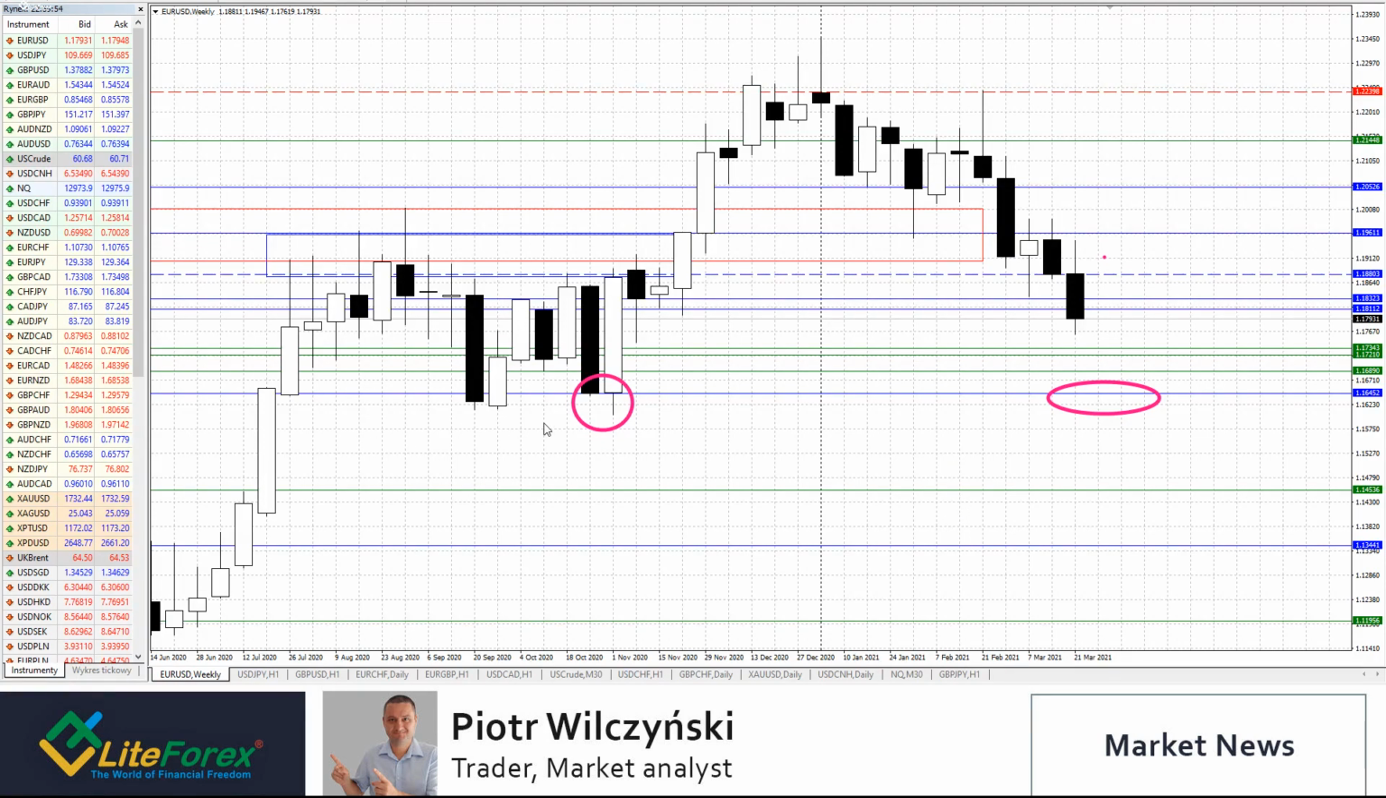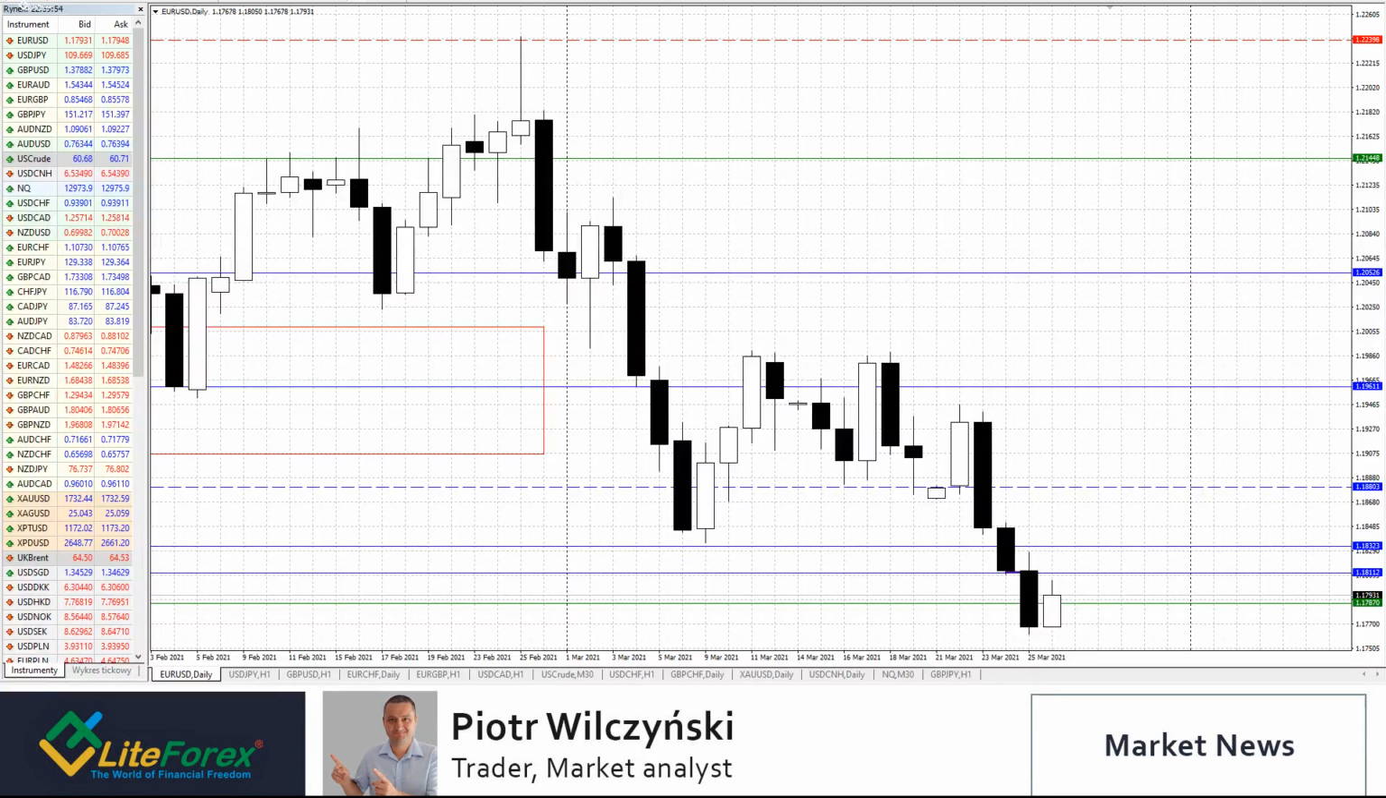Also, I would expect some kind of demand in between 1645 and lower levels down here where there was just the stop hunt, down towards 1610. So that's the demand, that's the zone of the demand. First supply, second supply based on the weekly chart. Let's have a look what we have from the daily chart perspective.